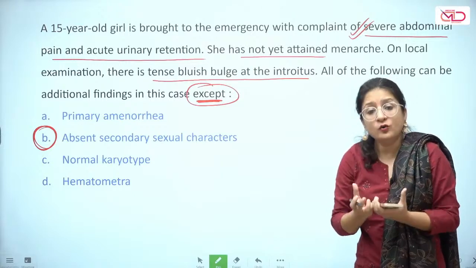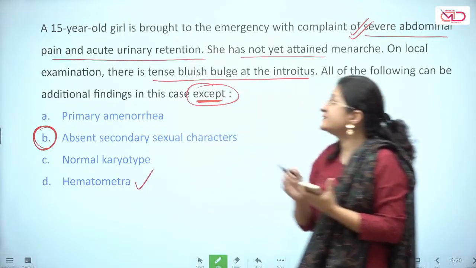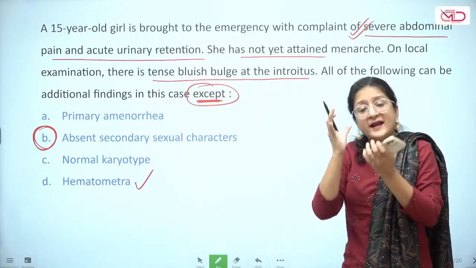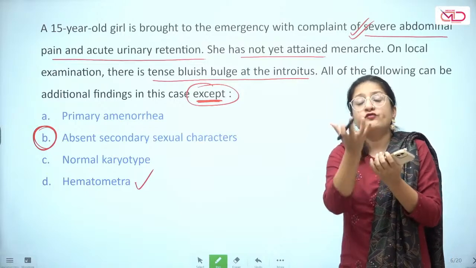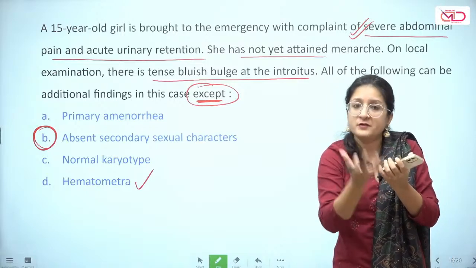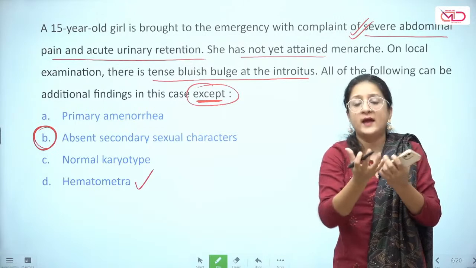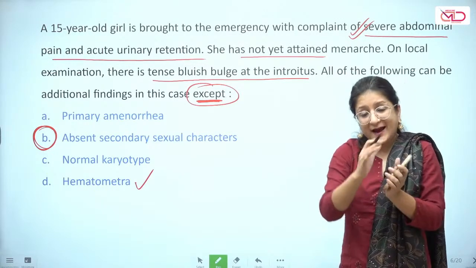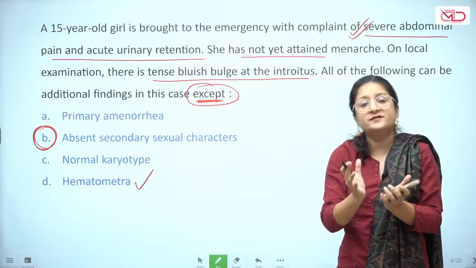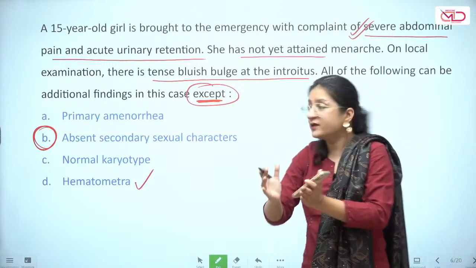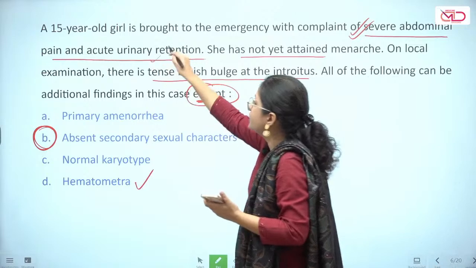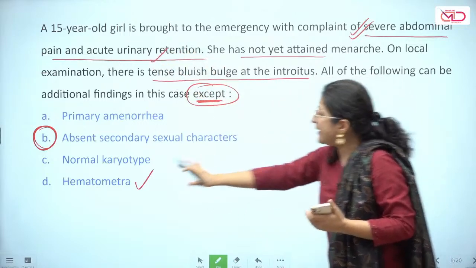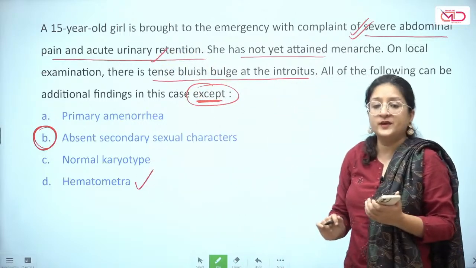That is hematometra. Yes, so hematometra is there, and that collection will obviously begin to form in the vagina first. So there will be hematocolpos also, and in front of the vagina there's this urethra, right? So that bulge in that collection in the vagina is going to compress the urethra and can also lead to acute urinary retention, right? So hematometra, hematocolpos are going to be there.